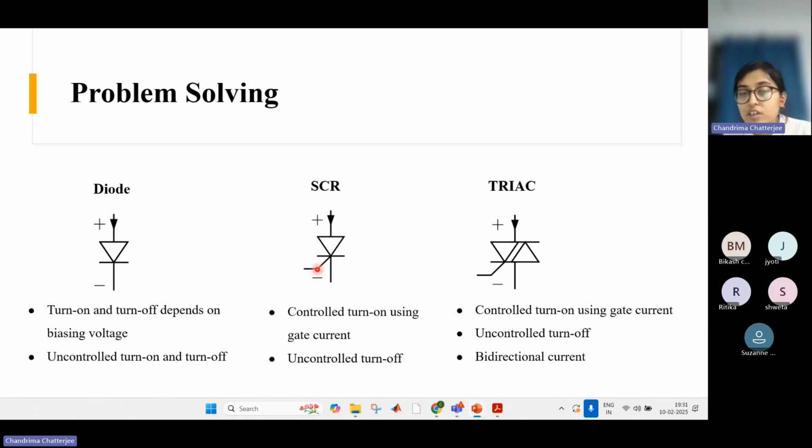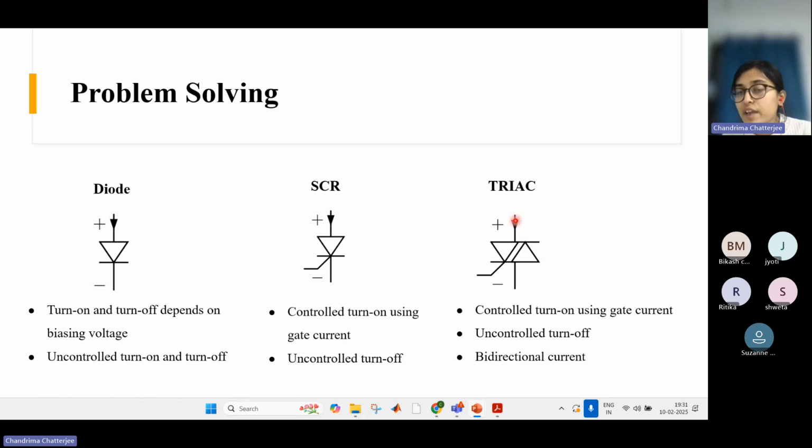For SCR, we know that the turn on we can control by providing the gate current. We saw that we can control the turn on, but the turn off is uncontrolled. For triac, again the turn on is controlled because we have this third control terminal, and turn off is uncontrolled, but it has bidirectional current because of this back-to-back structure.